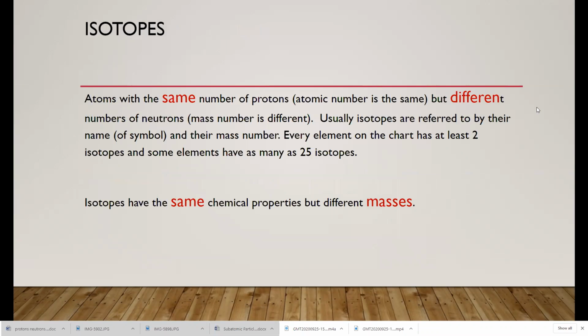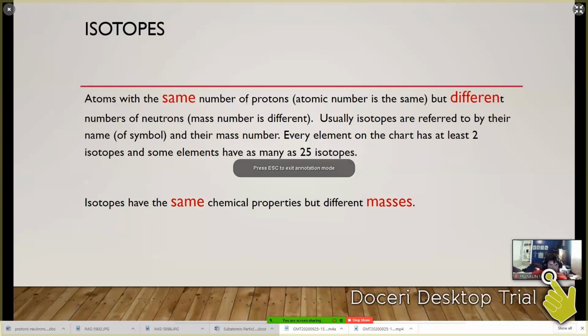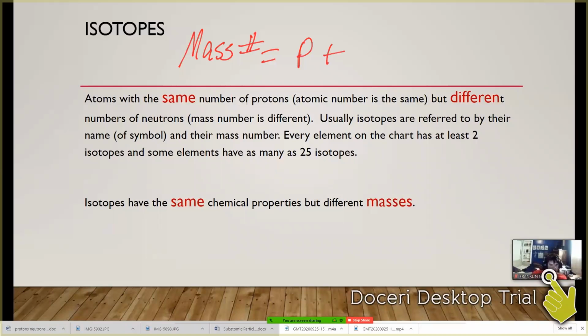All right, isotopes, we talked about those. I've mentioned them a couple times. They are atoms with the same number of protons, because that doesn't change, but a different number of neutrons, so that will make the mass number change. If you remember back from junior high, mass number is equal to your protons plus your neutrons. So if I change my neutrons like we do in isotopes, then that in turn is going to change your mass number.